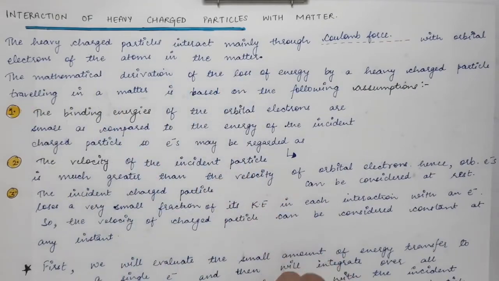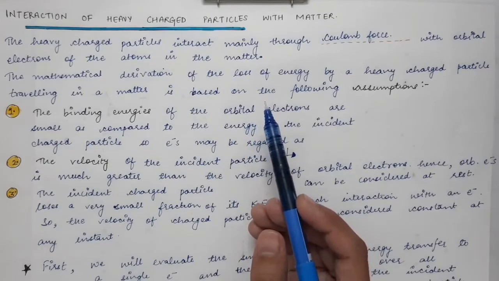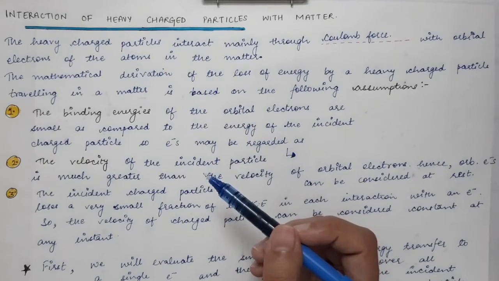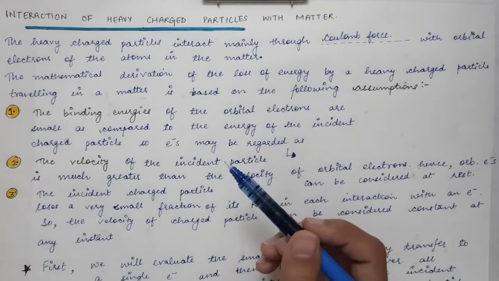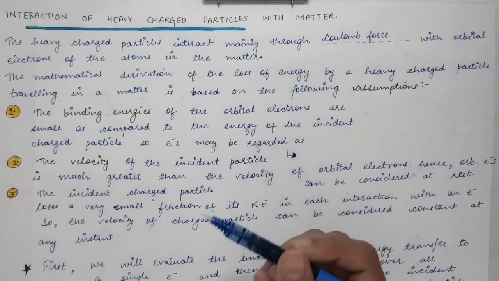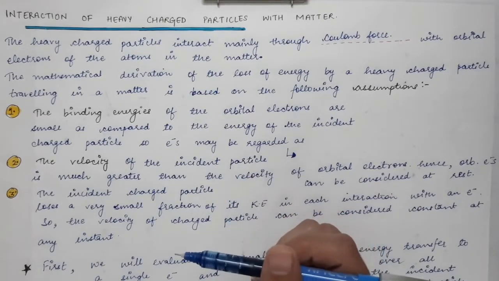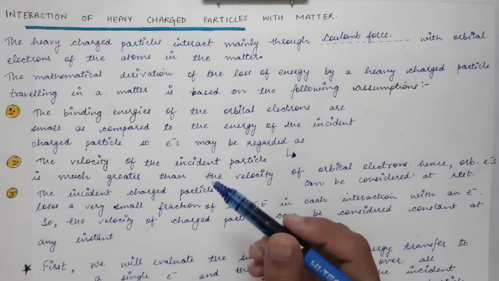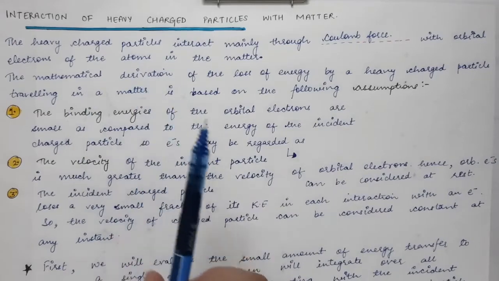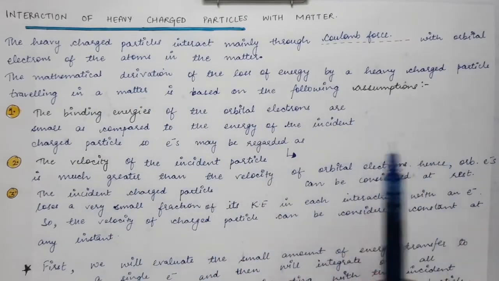Now we are going to derive the energy loss in the case of a heavy charged particle. The formula that we will get at the end of this derivation will be called Bohr's formula of energy loss. After that, we will do certain modifications and we will get a new formula, which will be called the Bloch formula. Now we are going to do the mathematical derivation, and in this derivation we assume certain points.